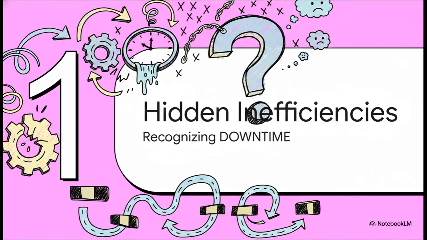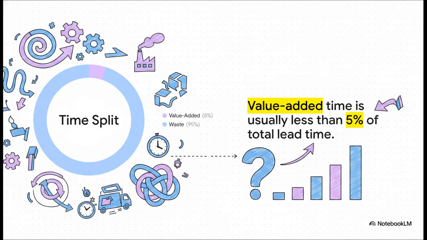Section 1. The Hidden Inefficiencies. Recognizing downtime in projects. Okay, we really need to start by looking at where our time actually goes in traditional project management. And honestly, it's pretty shocking. The data is crystal clear. In many traditional processes, actual value-added work accounts for less than 5% of the total lead time. Let that sink in for a second.